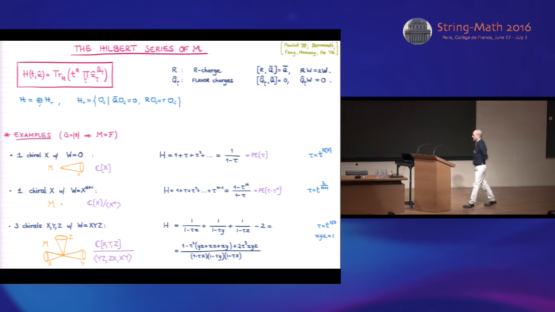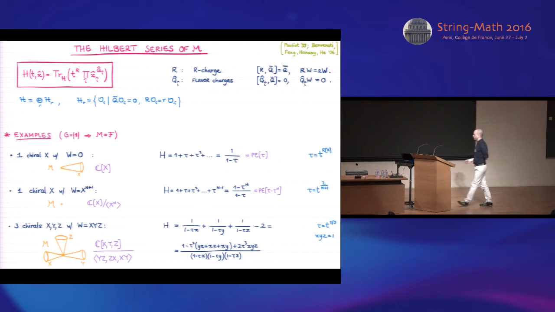Just to give some simple examples to explain what I'm doing, let's consider a case where the gauge group is trivial, and so we only have to impose the F-term equation. Say if you have a single chiral matter field X with no superpotential, then the moduli space is the complex plane, and the Hilbert series just counts powers of this chiral multiplet, and so we get a geometric series. If instead there is a superpotential, say x to the n plus 1, which sets by the F term x to the n to 0, then the geometric series is truncated.